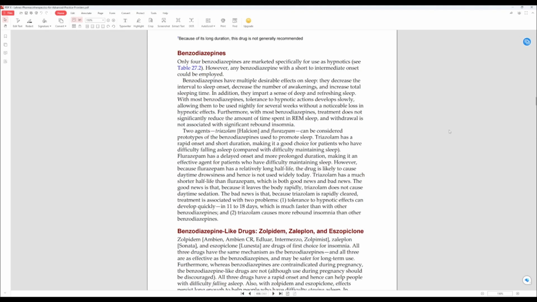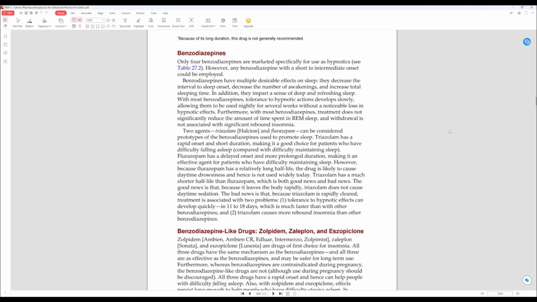Triazolam has a rapid onset and short duration, again making it a good choice for patients who have difficulty falling asleep. Flurazepam has a delayed onset and a more prolonged duration, making it an effective agent for patients who have difficulty maintaining sleep. However, because flurazepam has a relatively long half-life, the drug is likely to cause daytime drowsiness and therefore is not widely used today.